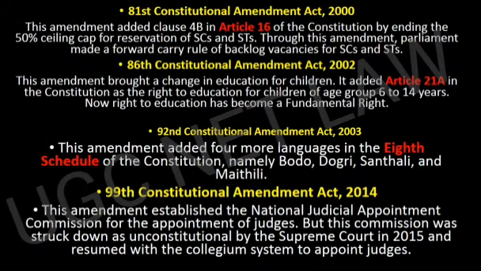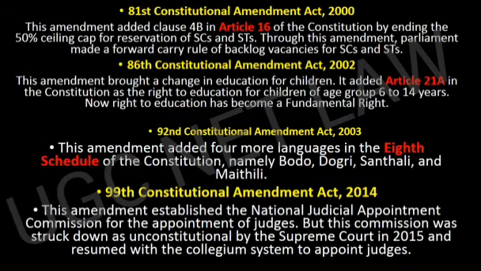86th Constitutional Amendment Act 2002. See, somewhere the trick is easily applicable, somewhere not. So you shouldn't think the trick will be applicable every time. Here there is no trick. This 86th Constitutional Amendment Act 2002 is a broad change in education, and it added Article 21A in the Constitution, which says the right to education for children of age group 6 to 14 years is now a fundamental right.